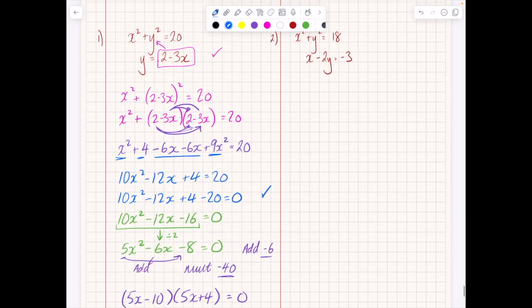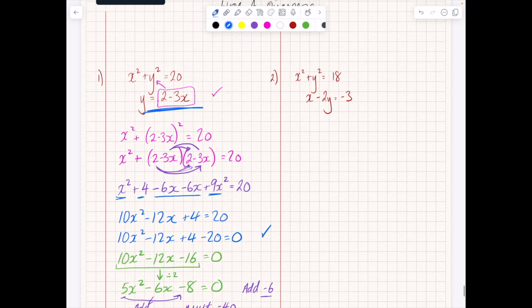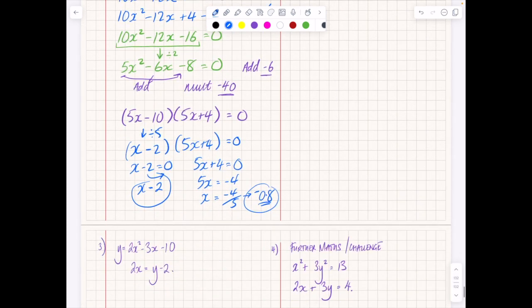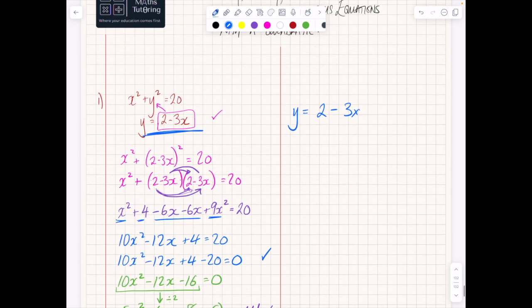Now I need to go back up. Let's use this equation here. So I'm just going to get rid of this on the right. So if I get rid of that, I'm saying y is equal to 2 minus 3 times the value of x. I'm saying x is positive 2 there. So that's 2 minus 3 times 2 is 6. 2 minus 6 is minus 4. y is equal to minus 4.